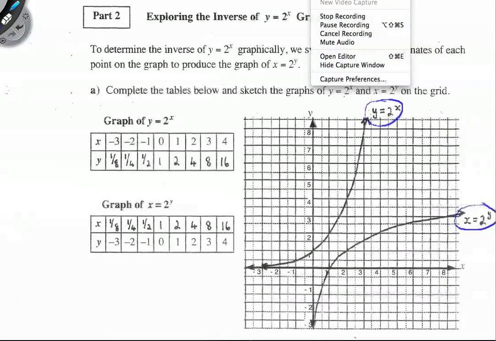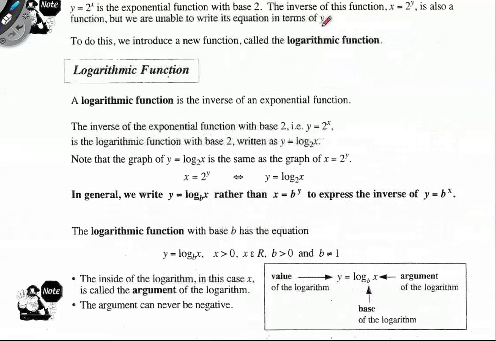Alright, let's take a look at the next part below. So in the note here it says that y equals 2 to the x is the exponential function with a base of 2. The inverse is this. It's also a function, as you see from the graph that I looked at above. The vertical line test only goes through once, but at the moment we're unable to write the equation in terms of y. To do this, we introduce a new function called the logarithmic function. And it's actually the inverse of an exponential function.